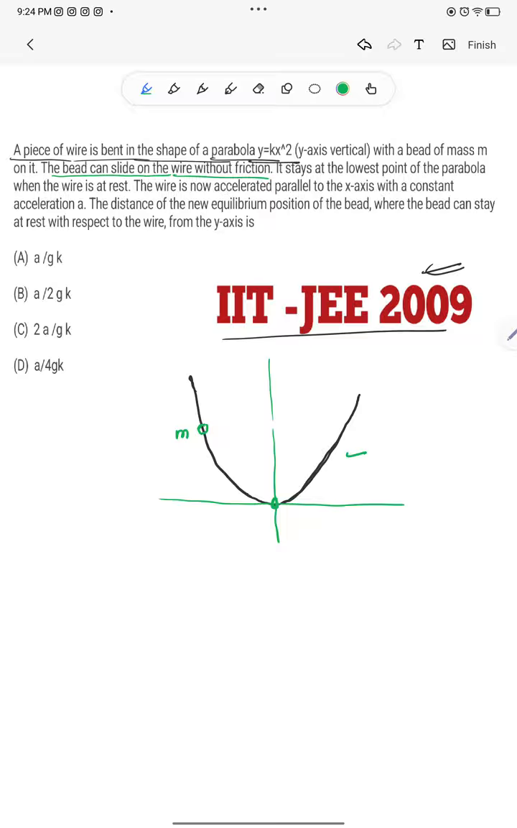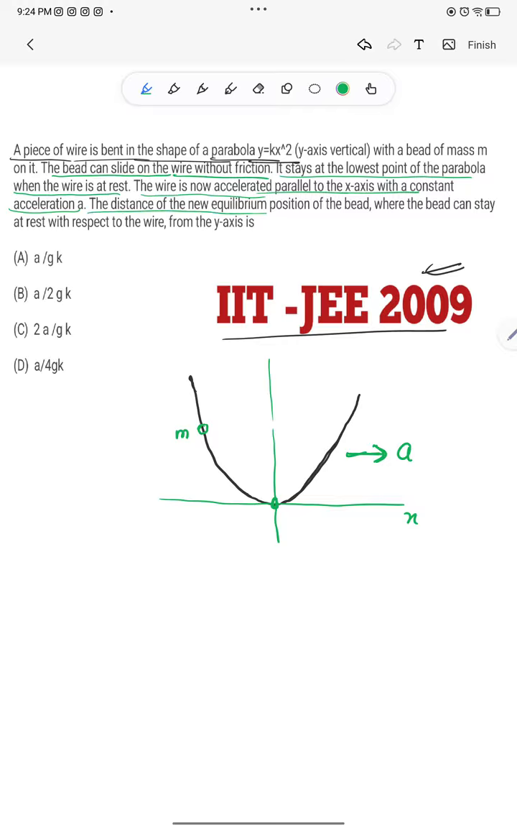The question says it stays at the lowest point of the parabola when the wire is at rest. As we can easily understand, if the wire is at rest or has no acceleration, then this bead will be at the lowest point in equilibrium. Now the question says the wire is accelerated parallel to the x-axis with a constant acceleration a.